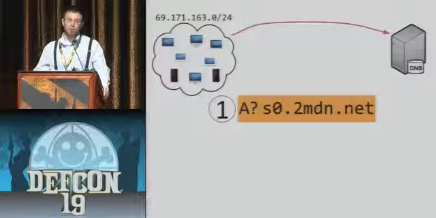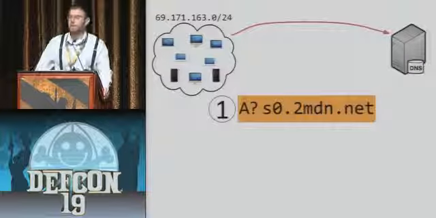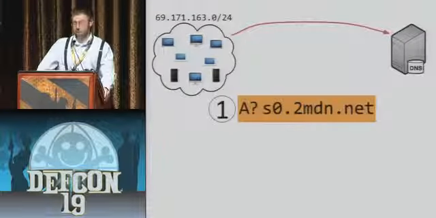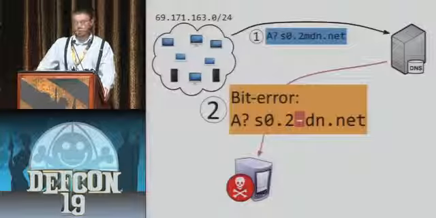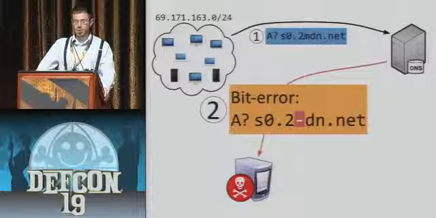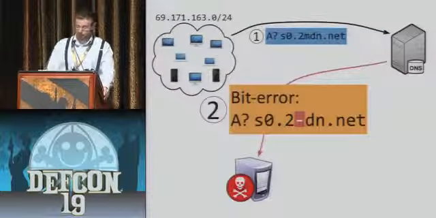So, you're someone in that /24. You request your ISP to resolve s0.2mdn.net. A bit error occurs somewhere in your ISP's recursive DNS server. Instead of requesting s0.2mdn.net, you request to resolve s0.2-dn.net, which I happen to own.